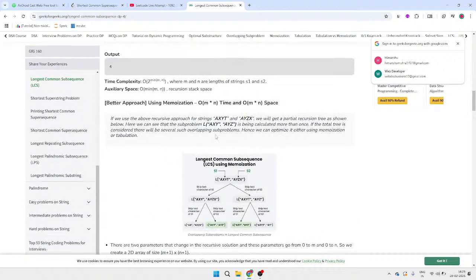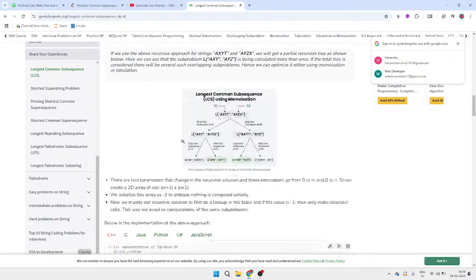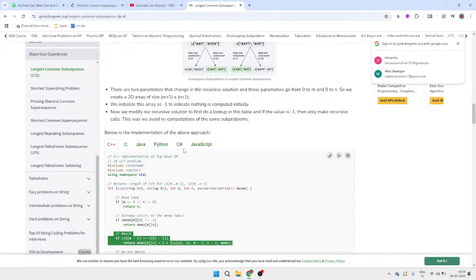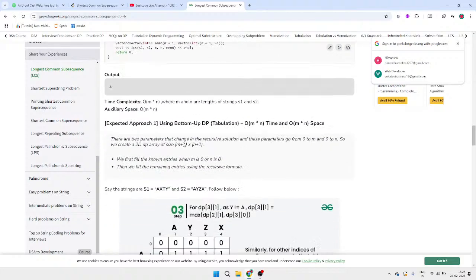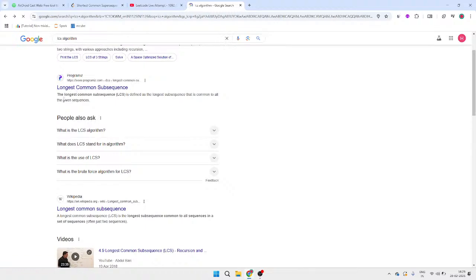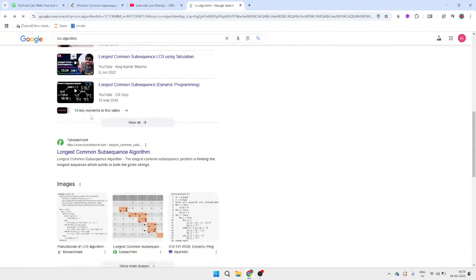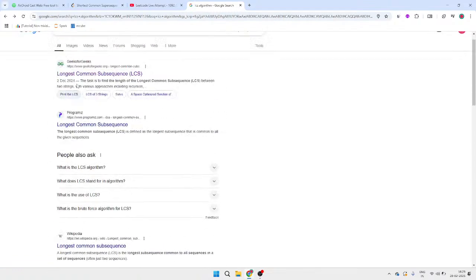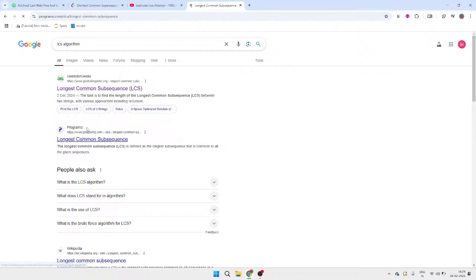Man, who explains this like this? You have just mentioned the code. What is the core thing of DP? You haven't even talked about it. Let me check some other tutorials.